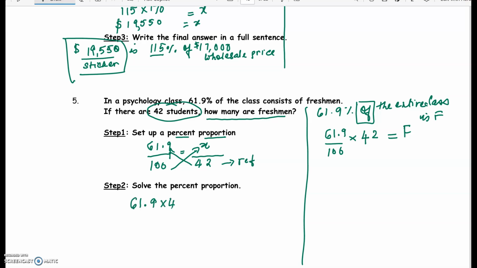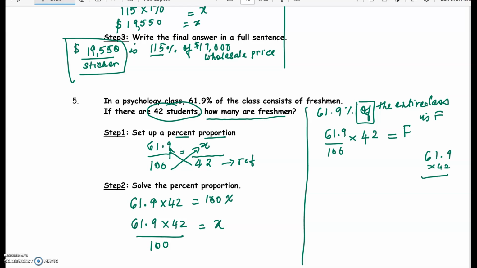So we have 61.9 times 42 equals 100x. So 61.9 times 42 divided by 100 is equal to x. We divide both sides by 100 and that's equal to x. So I think the best thing, if you see 100 in the denominator, 1,000 or 10, division is easy. You don't have to do long division, so might as well spend a little bit of time multiplying using the long multiplication technique.